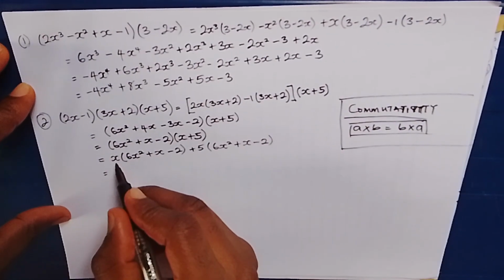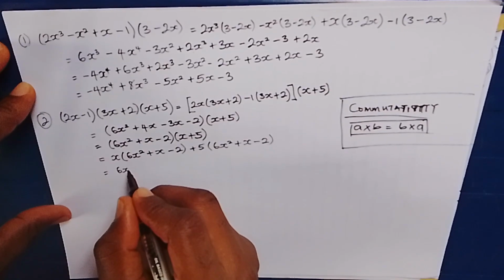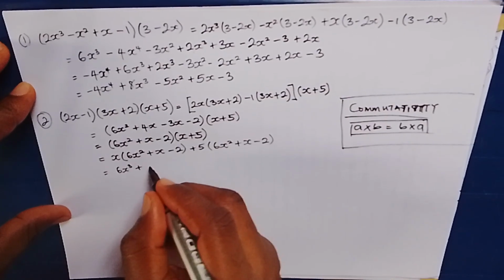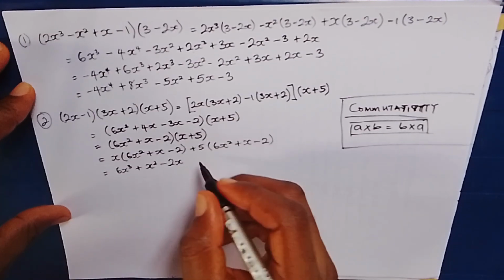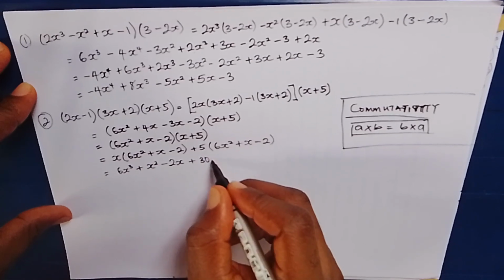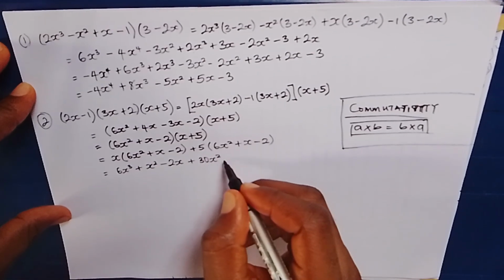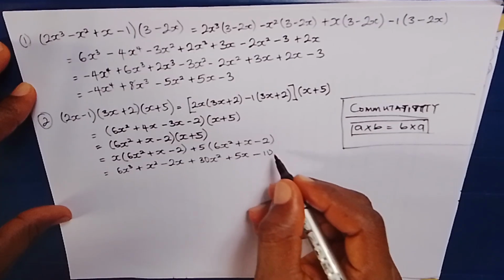So x into this, x times 6x squared gives us 6x cubed. X times x is x squared. X times minus 2 is minus 2x. Then 5 times 6x squared is 30x squared. 5 times x, you have 5x. 5 times minus 2, you have minus 10.